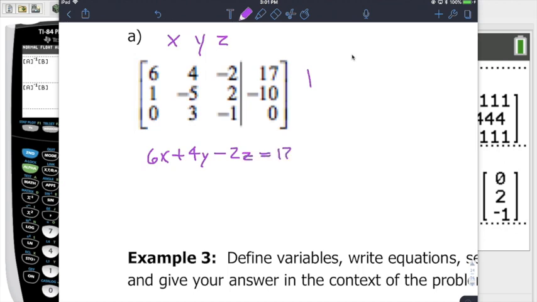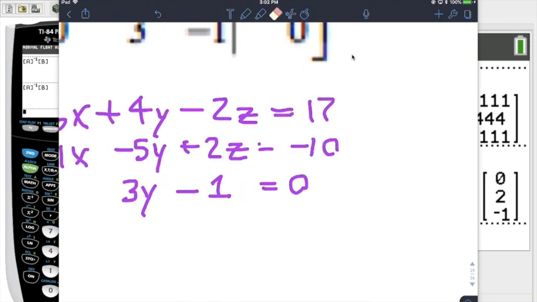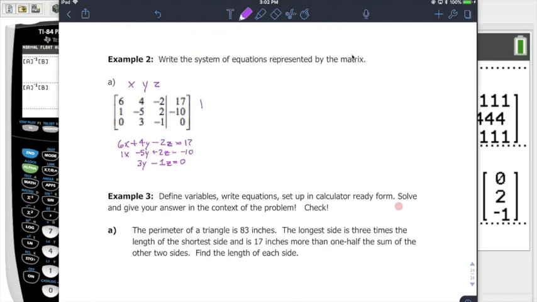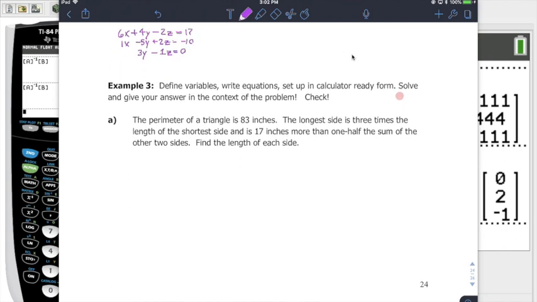And then equals 17. And then we'll go 1x, or you can just put x, minus 5y, plus 2z equals negative 10. And then you can put 0x, you don't need to, so I'm just going to write 3y minus 1z, or you can just put minus z, and then equals 0. And that is it there. Next thing is we're going to work on the setup, and then we're going to use matrices to solve all of these.